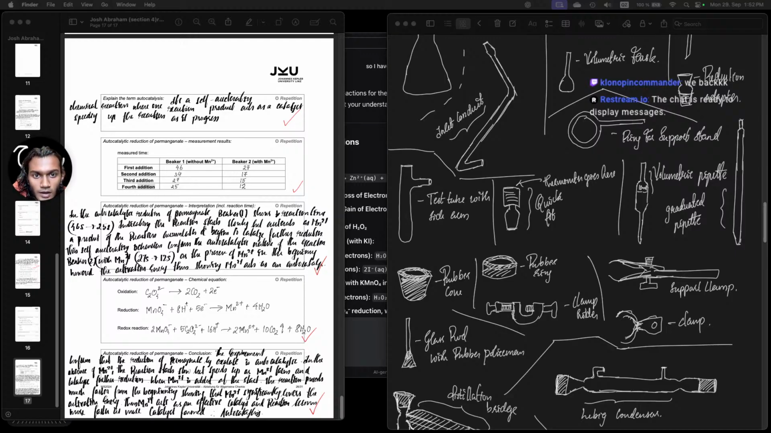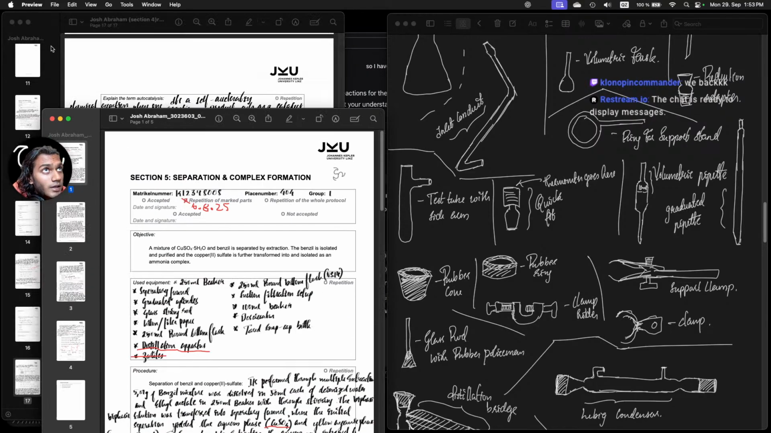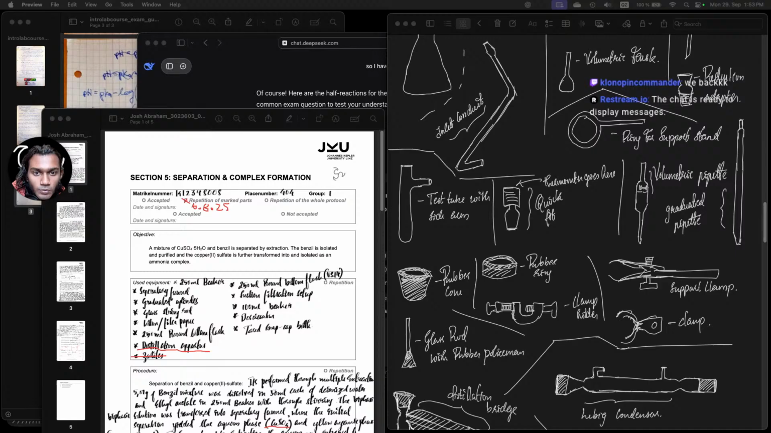Section 5. But before I do Section 5, I gotta take a 5-minute break. Hey Siri, set a timer for 8 minutes. I'll be right back, people.